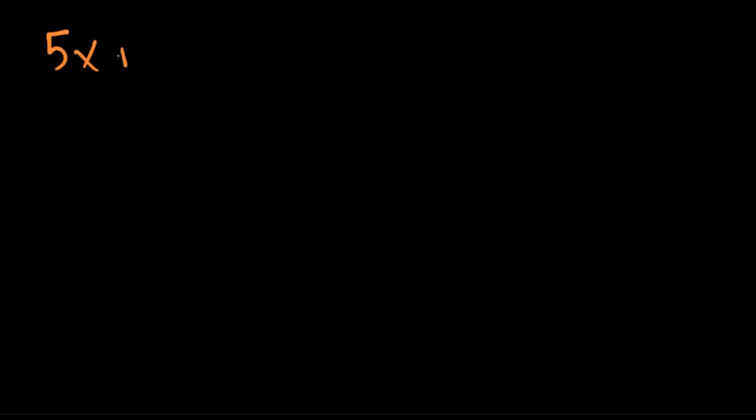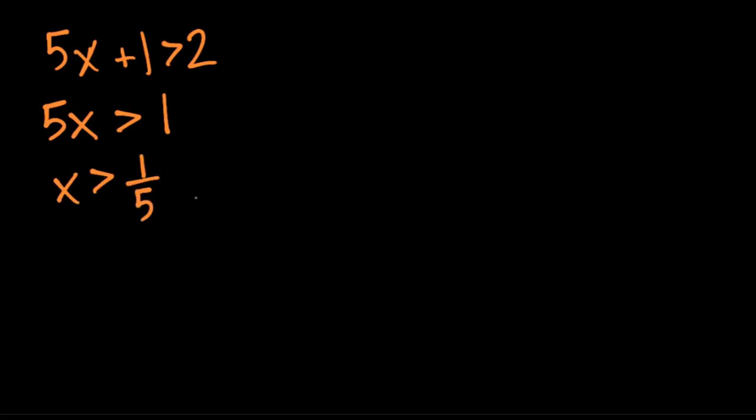5x plus 1 is greater than 2. So let's solve for x. Just the same as a linear equation, we can bring all the variables on one side and the numbers on the other. So we'll minus 1 from both sides, so that will be 5x is greater than 1, and then we'll divide by 5, so x is greater than 1 over 5, or as a decimal, that's just going to be 0.2.